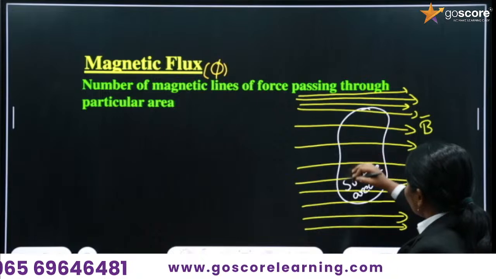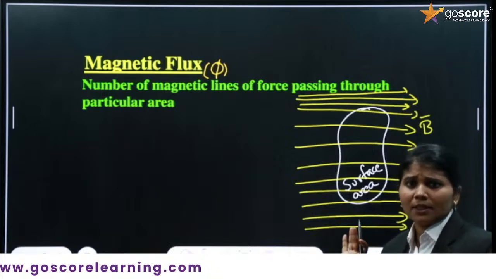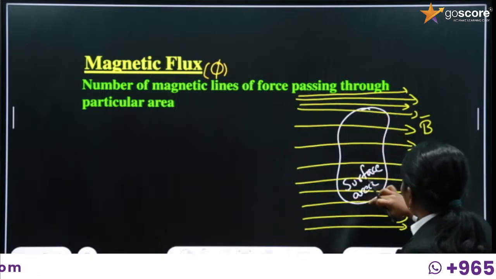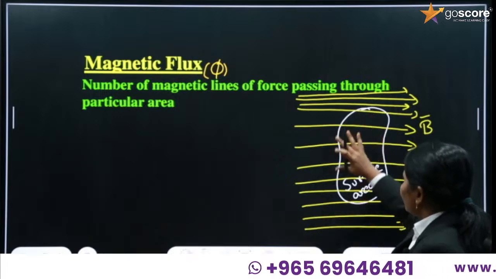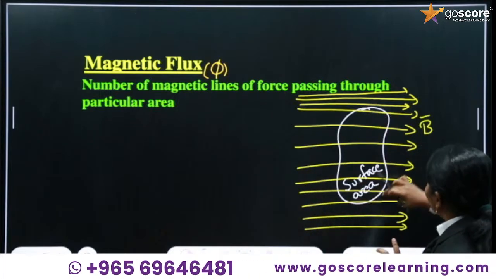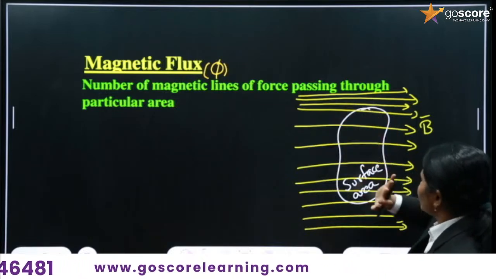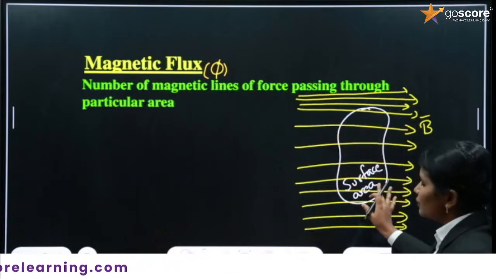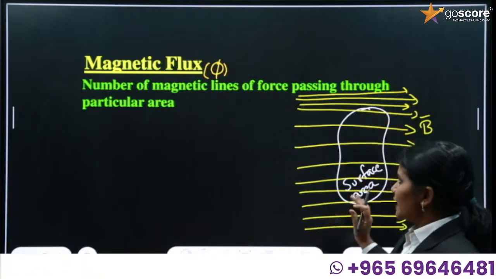But in the particular area, only some of the magnetic field lines are passing. The remaining magnetic field lines are not passing. So how many magnetic field lines are passing through this particular area? Those magnetic field lines we call magnetic flux. Simple thing. So do you understand, guys?